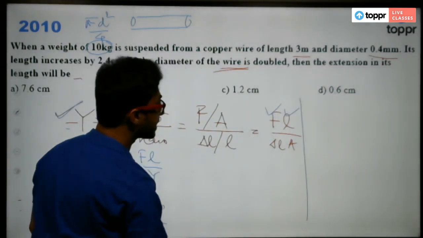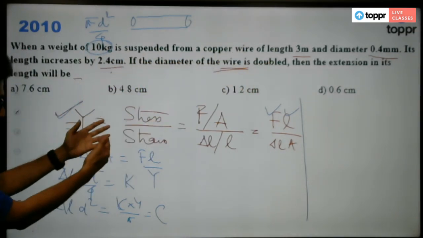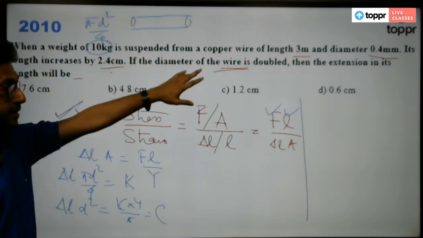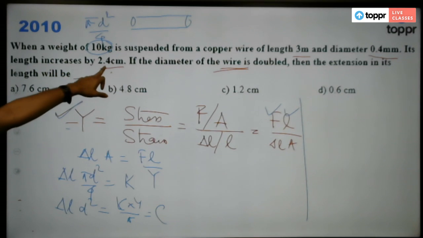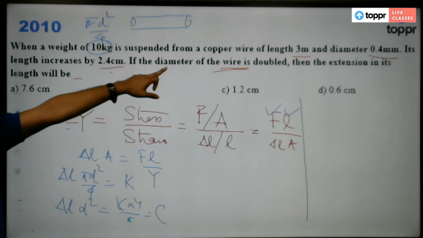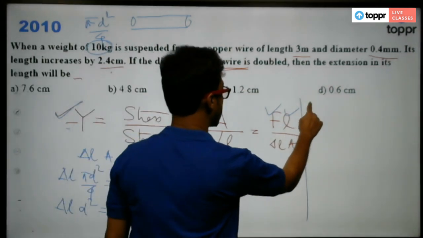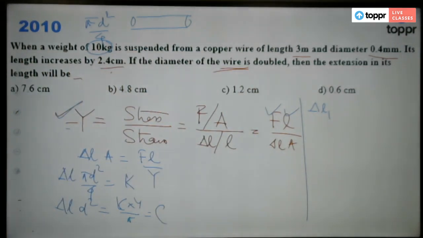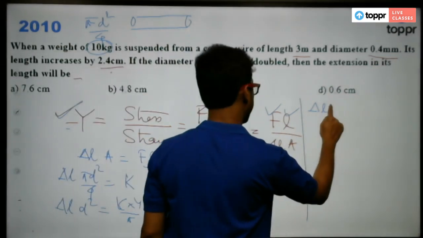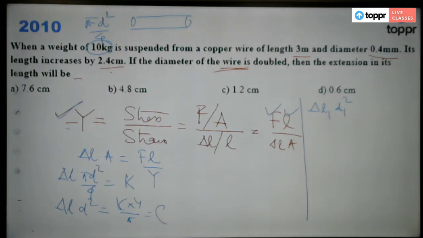So, when the weight is 10 kg and the length is 3 meter, as it is not necessary here, we would not consider this. And with a diameter of 0.4 millimeter, its length increases by 2.4 centimeter. If the diameter of the wire is doubled, then what will the extension be? Suppose in the first case the extension is del L1 and the diameter is D1. So I write del L1 into D1 square.